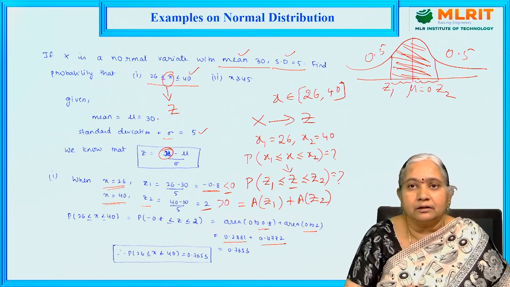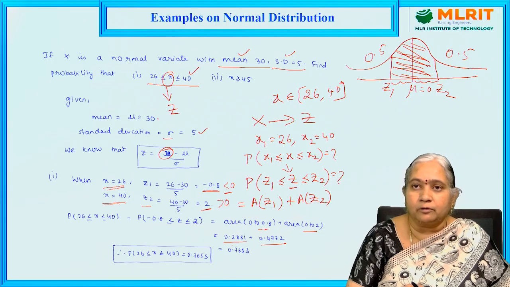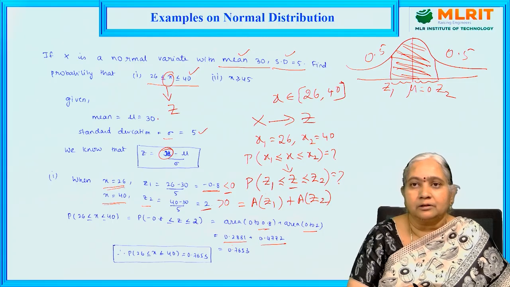So these are different types of problems to find the probabilities in a normal distribution.